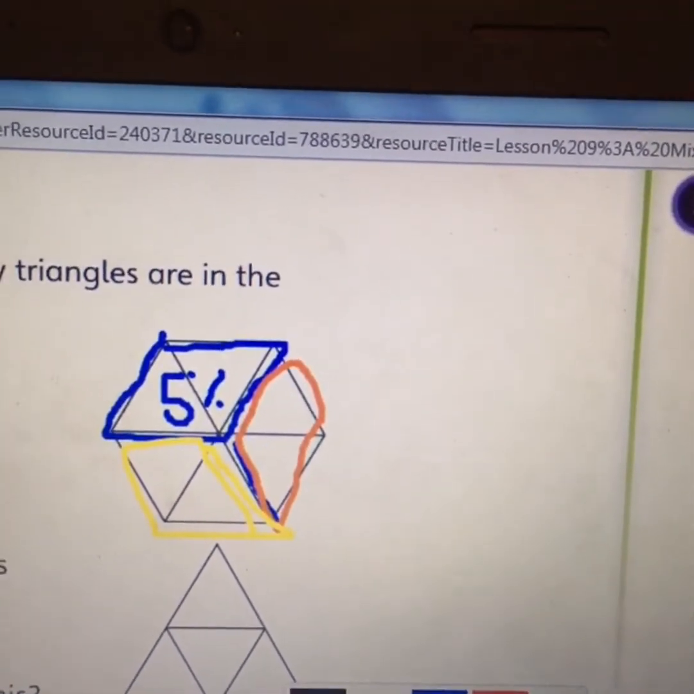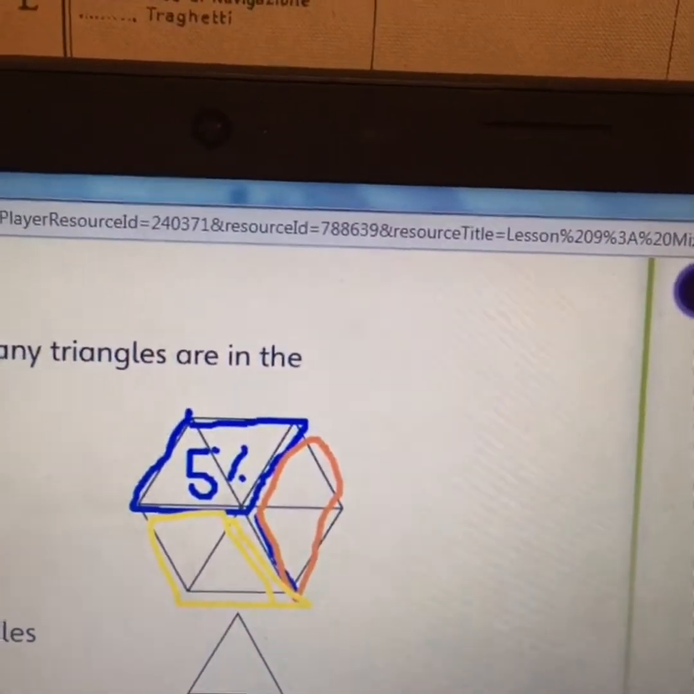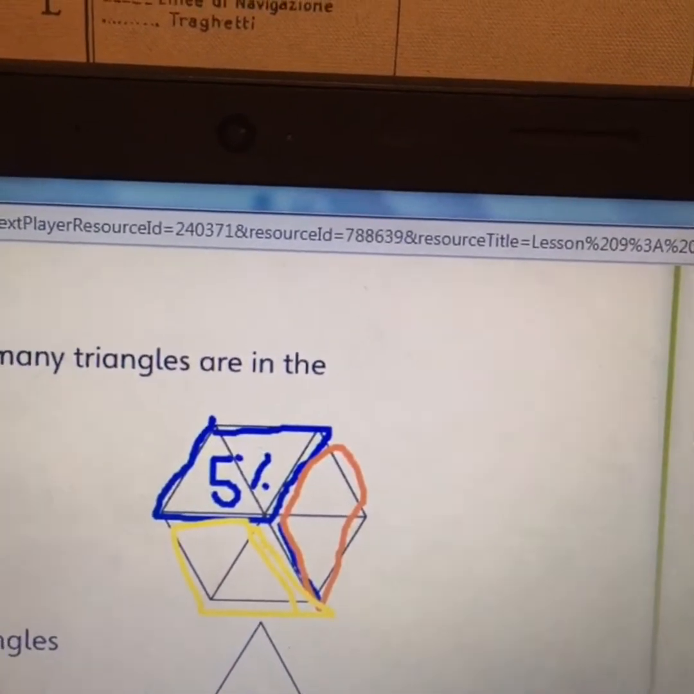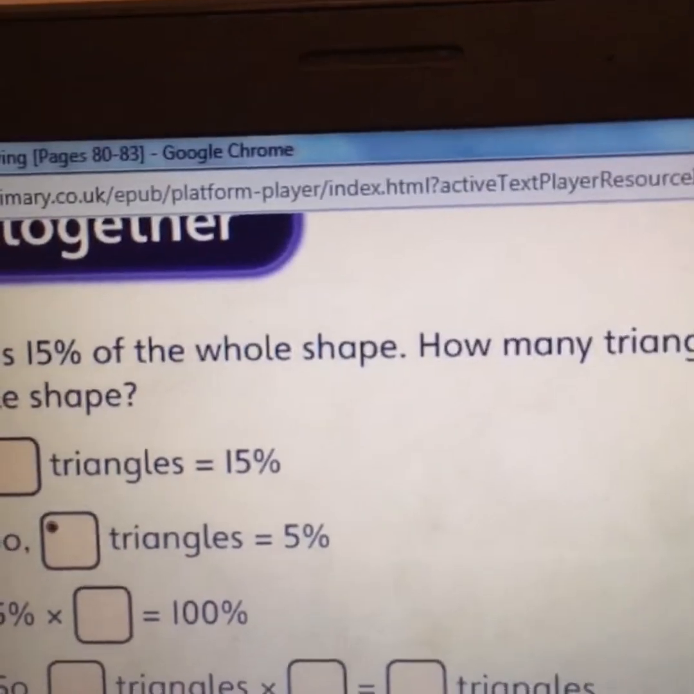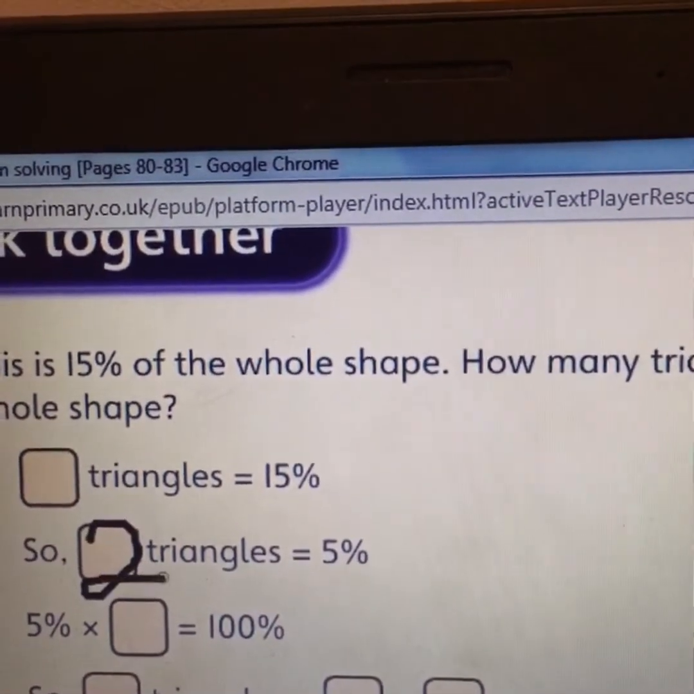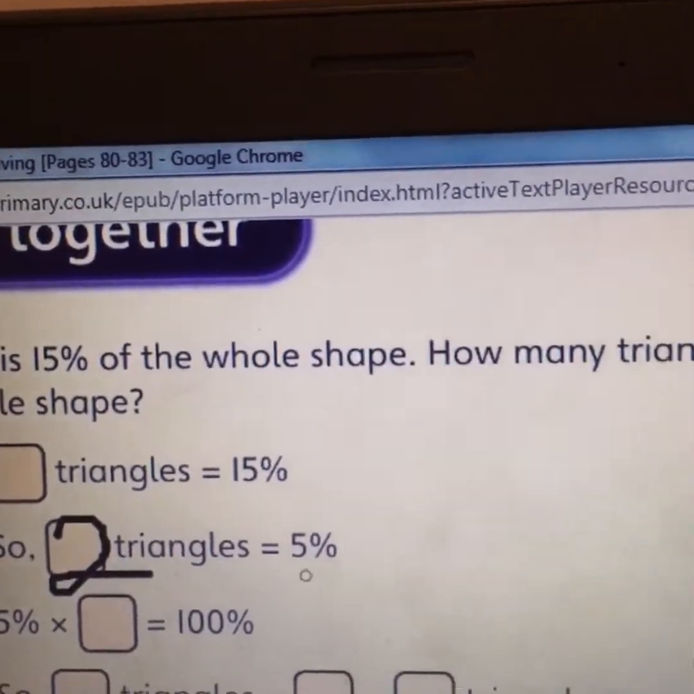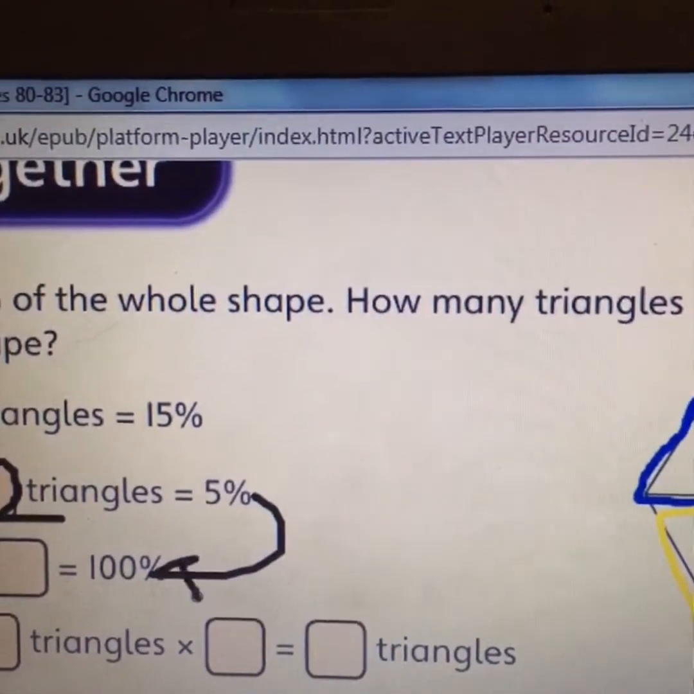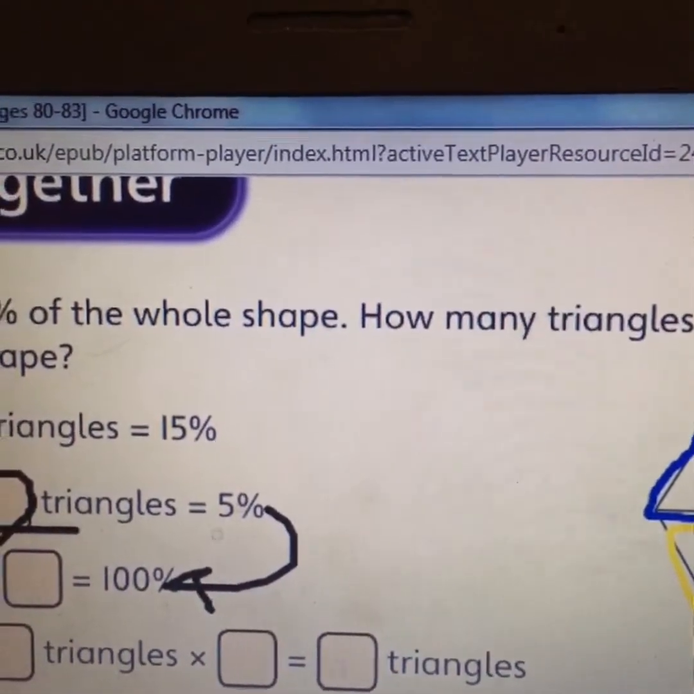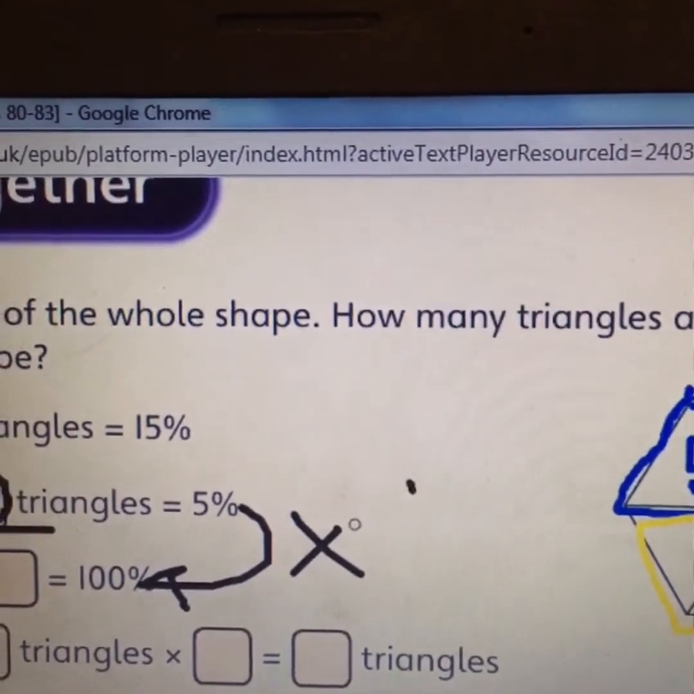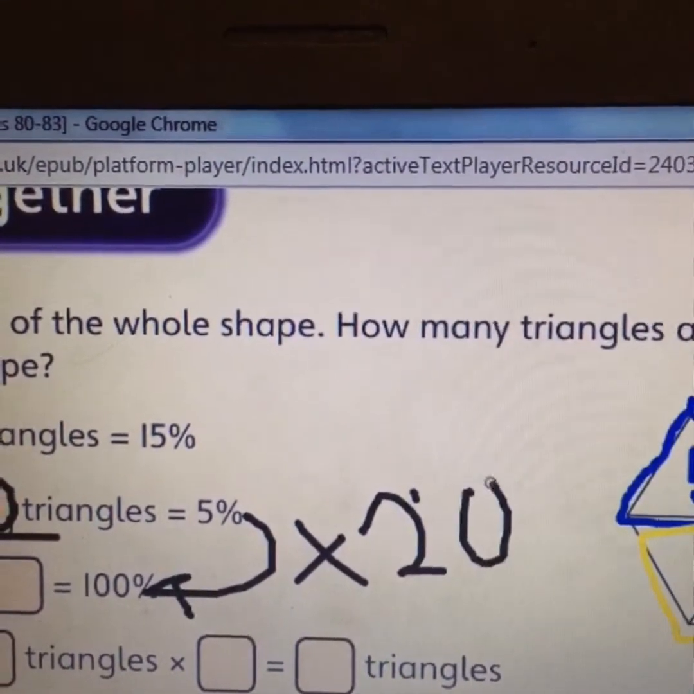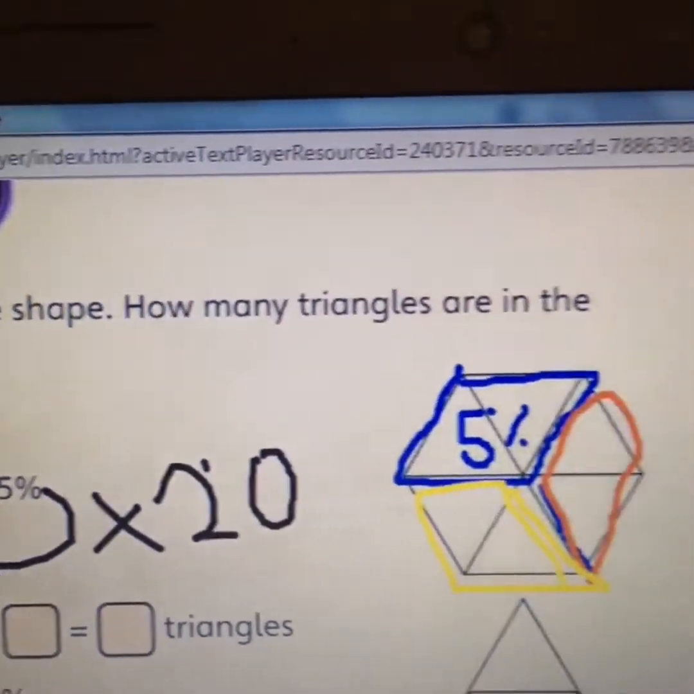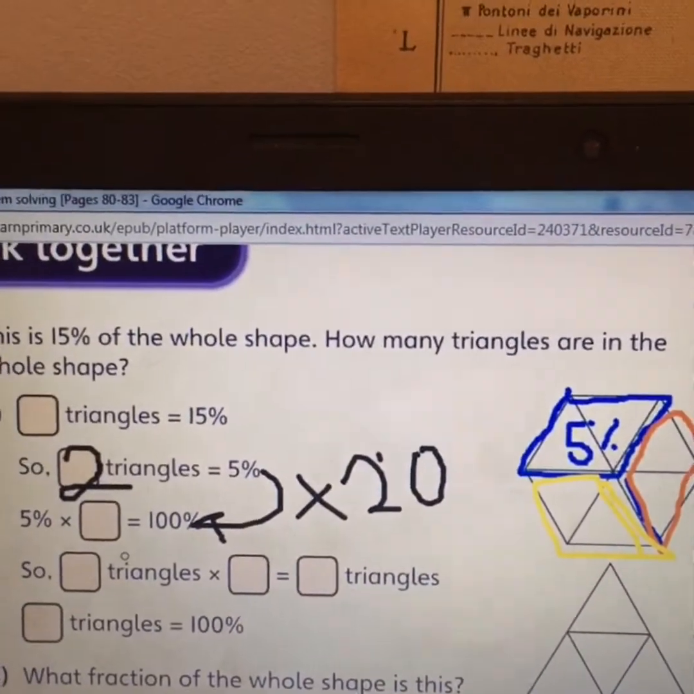So I've split it into 3. So 15 divided by 3 is 5. So I can now see that this part here is 5%. So 2 triangles, ooh, just about can draw a 2, equals 5%. Right, how do I now go then from 5% to 100%? What do you times 5 by to get to 100? Well, you times it by 20. So 2 times 20 is 40. So 40 triangles would make the whole shape.